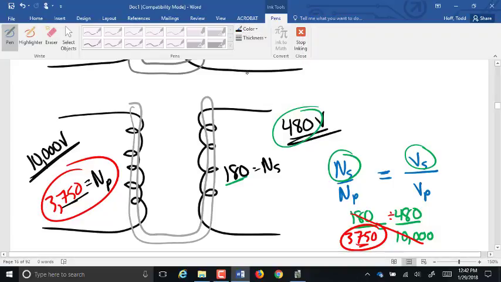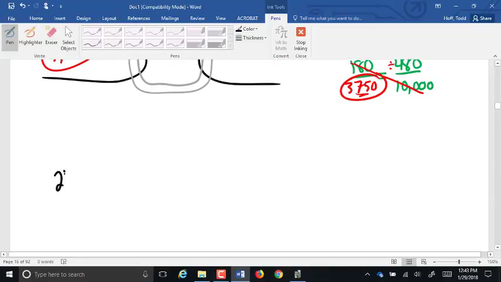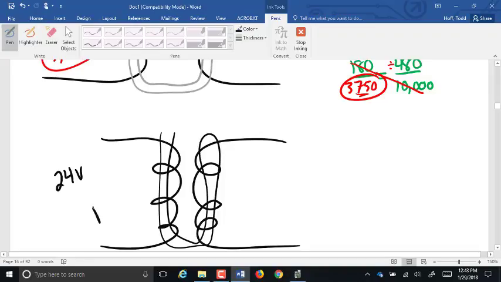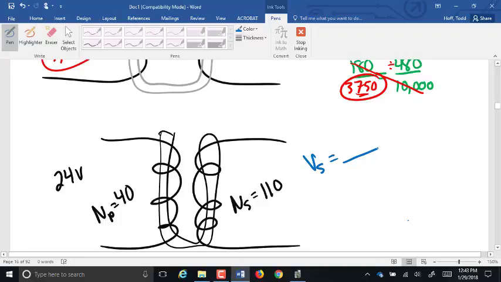Now it does go the other way as well. There are step-up transformers. Let's say you are running in a 24-volt system. You have primary turns of 40, and you have secondary turns of 110. Find for me in the notes the secondary voltage. What would that secondary voltage be?